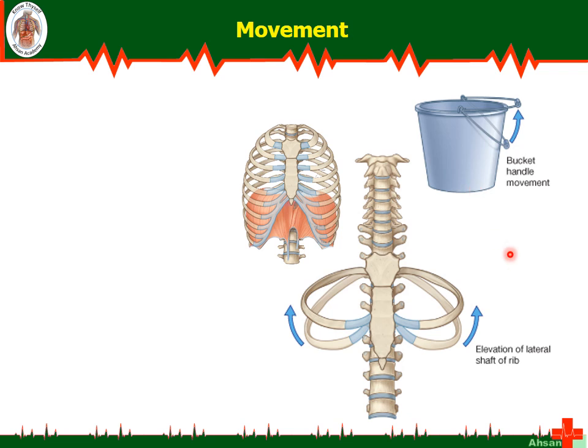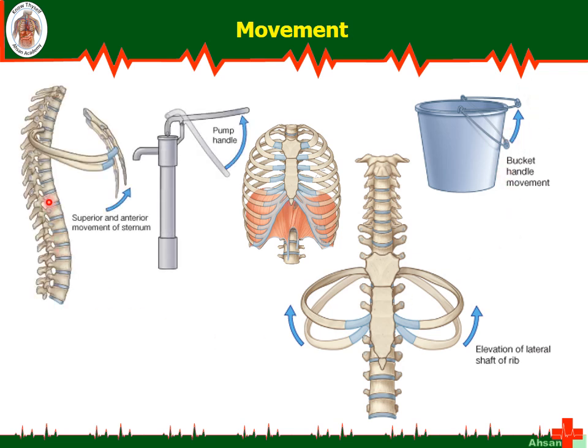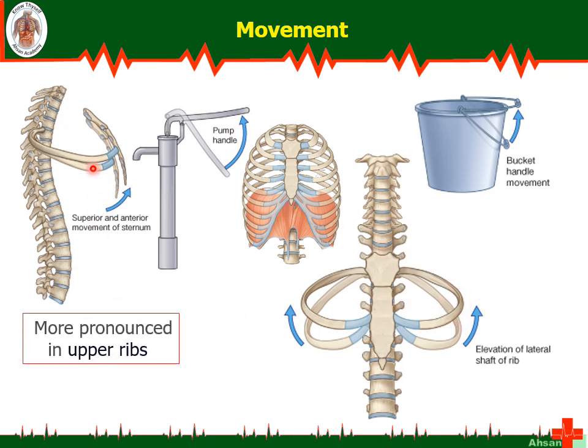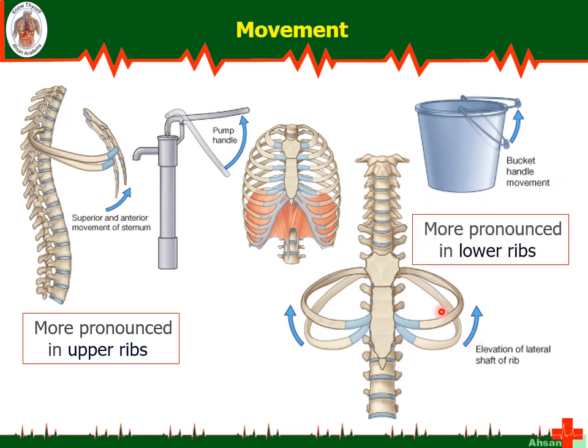The movements of the ribs. The ribs can move like this, at the mid part, and this type of movement is known as bucket handle. And if you see from the side, this type of movement is also possible, and this resembles the movement of the handle of a pump. So this is known as pump handle movement, and this is known as bucket handle movement. Pump handle movement is pronounced in the upper ribs, and the lower ribs show bucket handle movements.